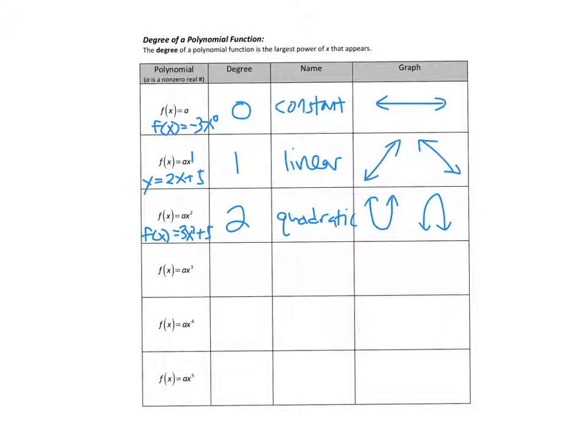Our next one, if your highest exponent is a 3, it would be degree 3. We call this cubic. And this was one of our parent functions. It starts off down and it increases, kind of makes a squiggle. It's an odd function. Remember, it's symmetric about the origin. So it might look like one of those.